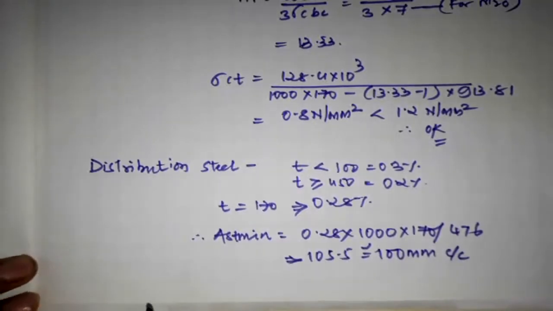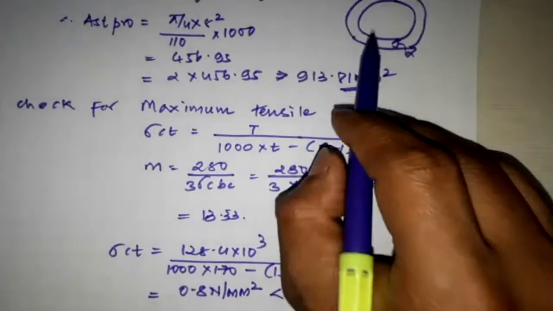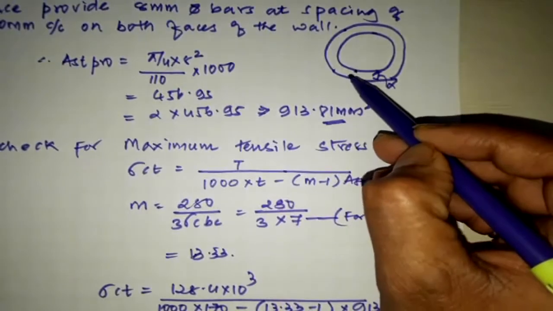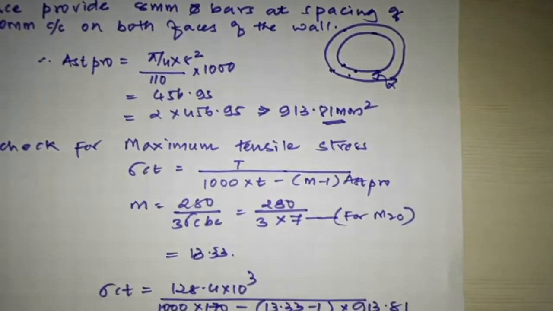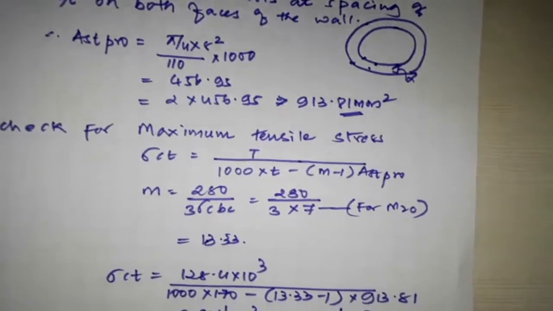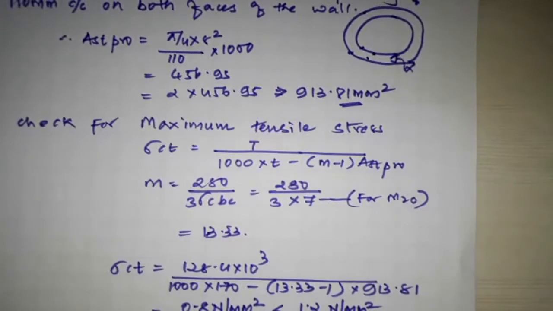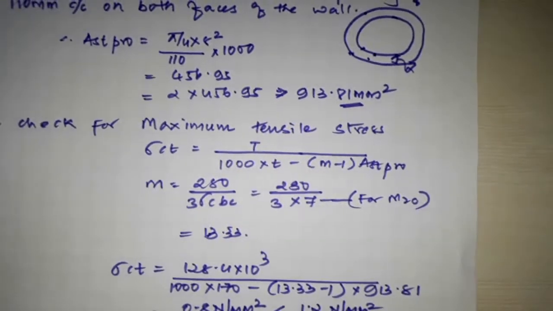The main steel is ring. Okay, this is the main steel, and over that we get the vertical bars, that is the distribution steel. Okay, so next we have design for cantilever action.